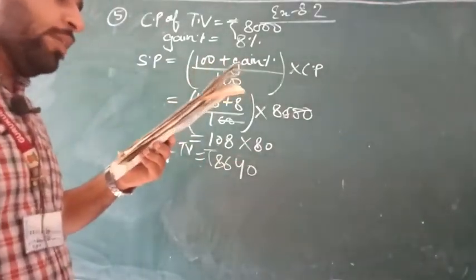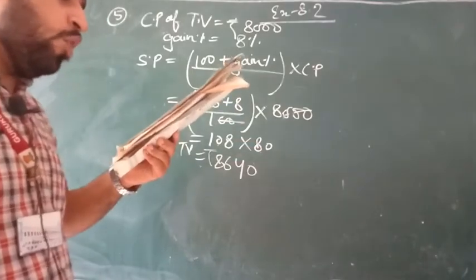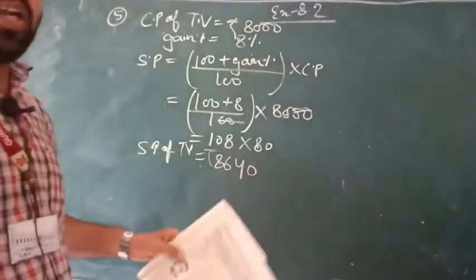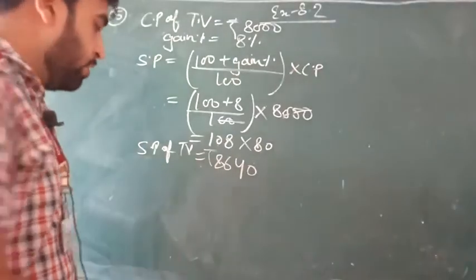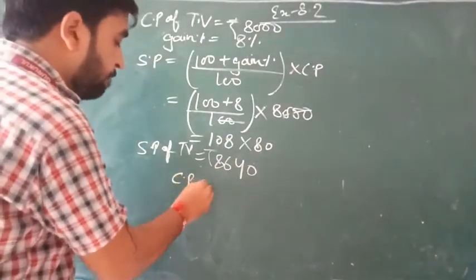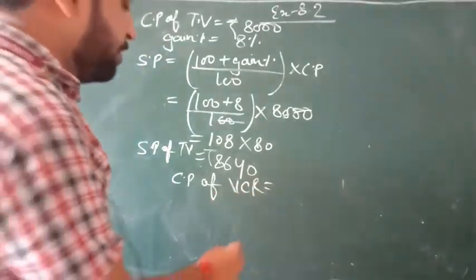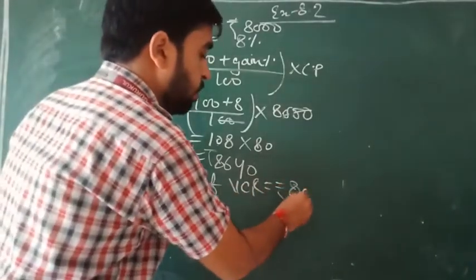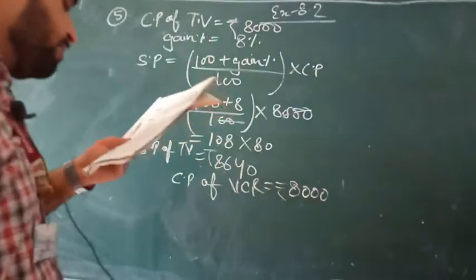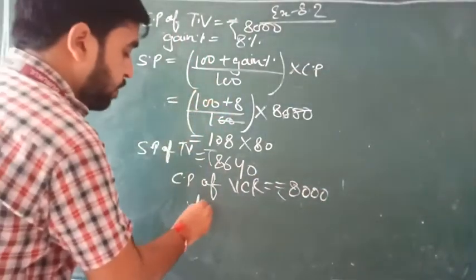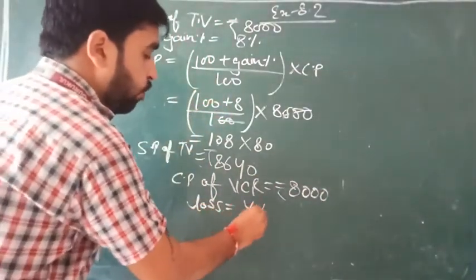Now students, the shopkeeper made a loss of 4% on the VCR. Let us come to the case of VCR. So what is the CP of VCR? As it is given, both are of same price, so rupees 8,000. What is the loss percent? 4%. Loss is equal to 4%.